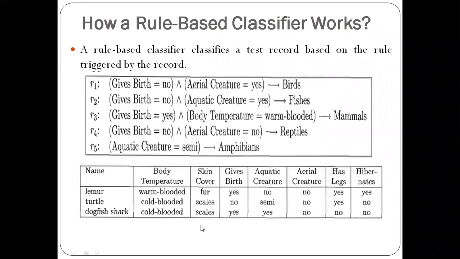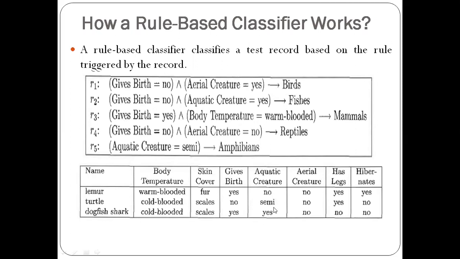See here, it is not going to match with any of the rules. For example, cold-blooded: is cold-blooded present anywhere? No. Next, skin cover is scales. Is scales present anywhere? No. Next, gives birth is equal to yes. So gives birth is equal to yes is there. Next, body temperature we also need to check. Body temperature is cold-blooded, that is not going to match. So R3 will also not be triggered here.